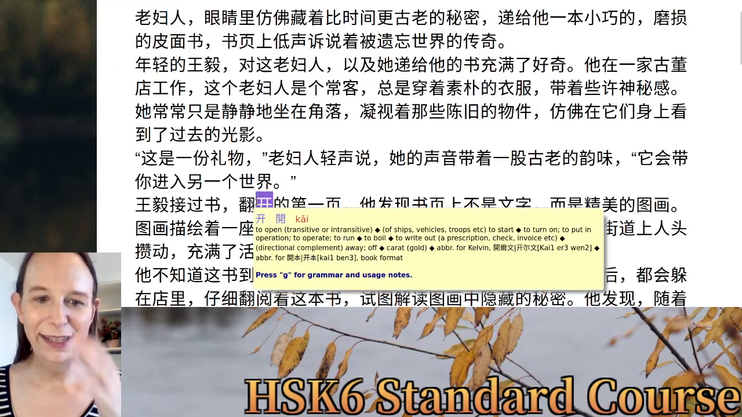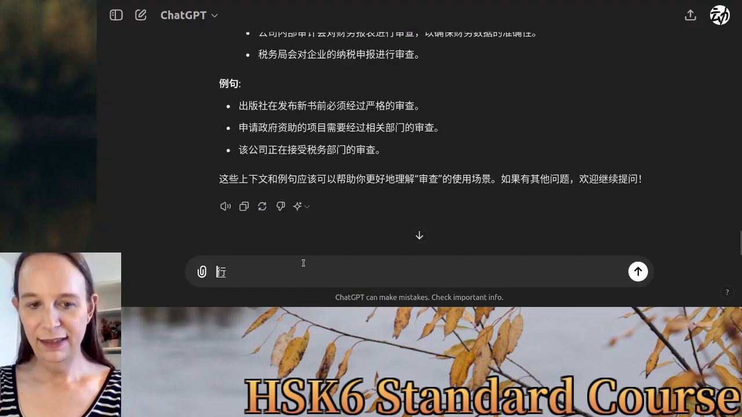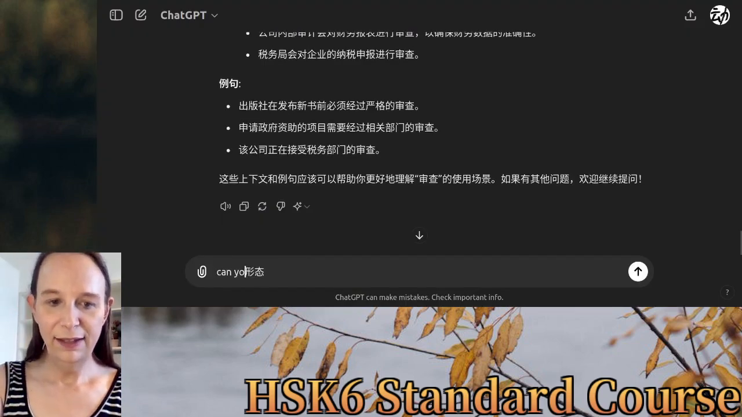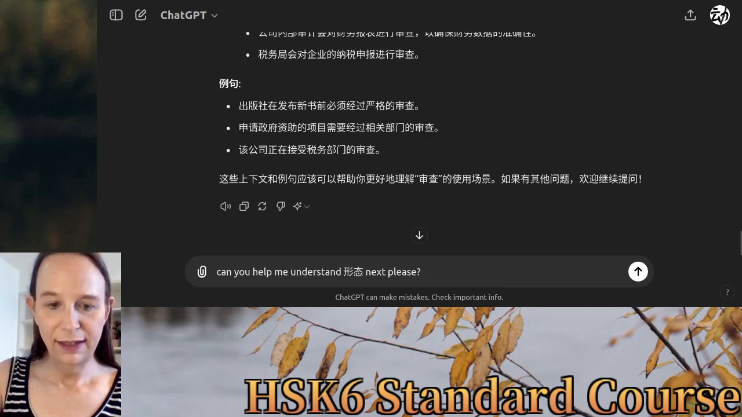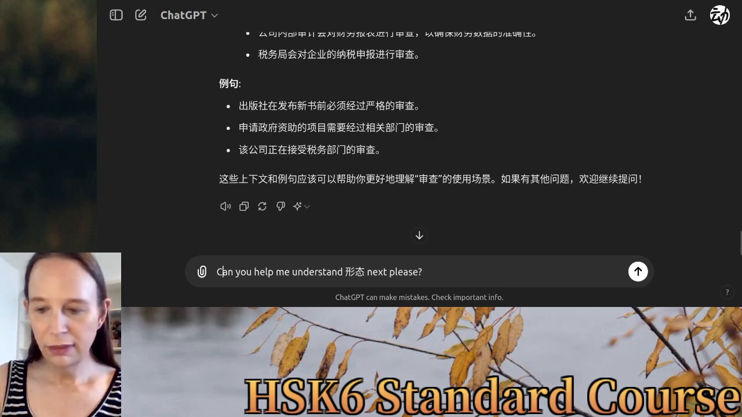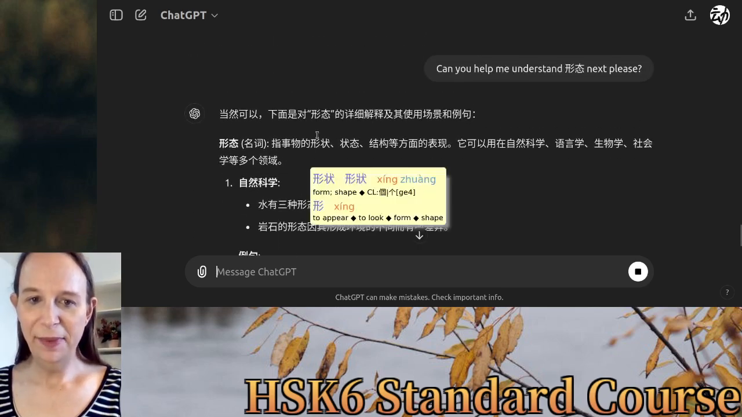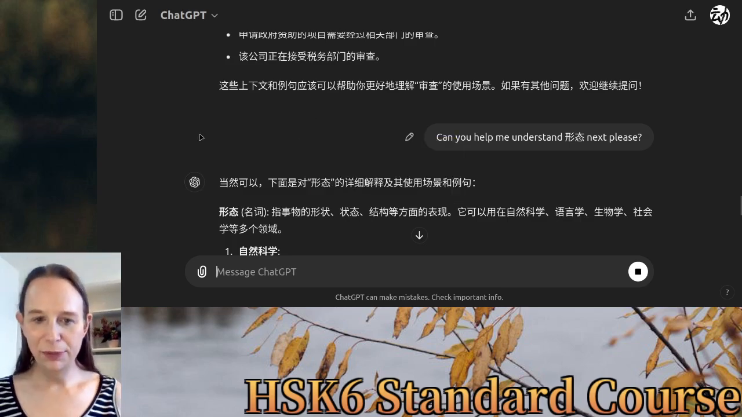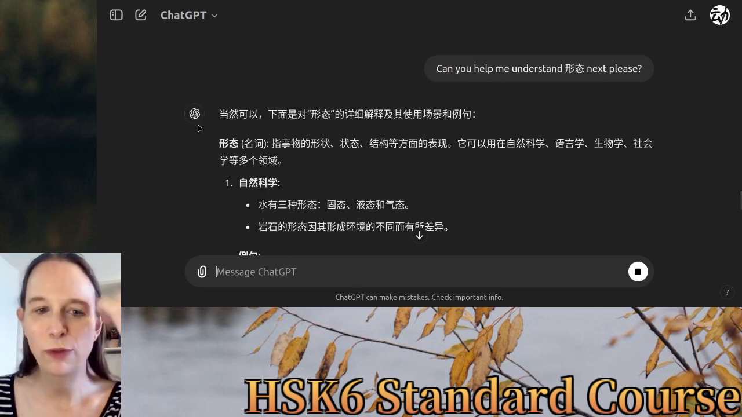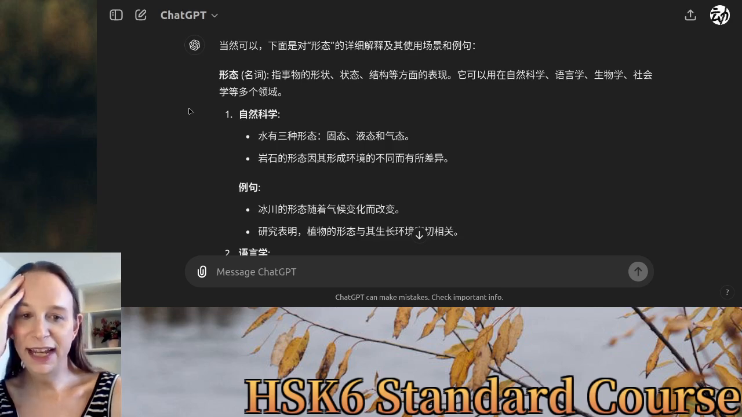Still, I'm not really sure what happened. Oh, this is my reading. 形态. Can you help me understand next, please? So there's so many synonyms. 形态, but I think morphology is a good one. It's shape in the sense of morphology. And if something changes shape, now it would change its 形状, right?